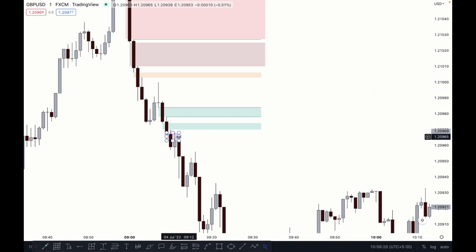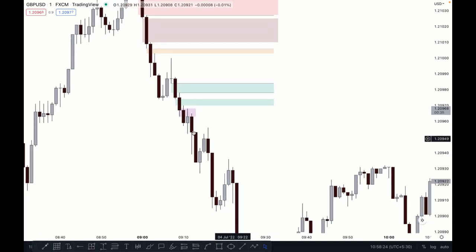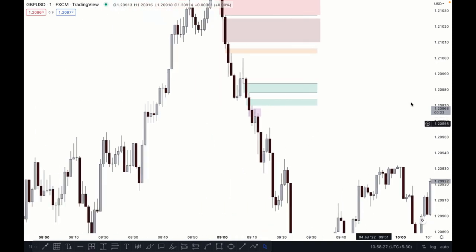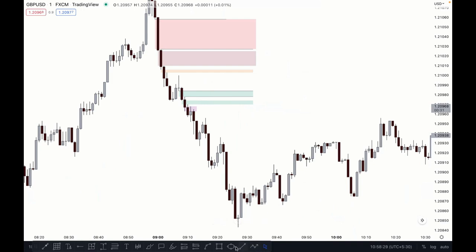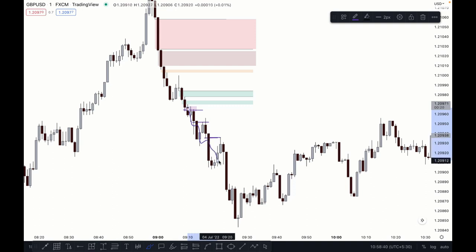So this is not an imbalance, correct? And same thing here, everything is mitigated, right? You can see here clearly this is mitigated here, and this is mitigated by this one, and this is mitigated by this one. There is no imbalance in this zone, right?